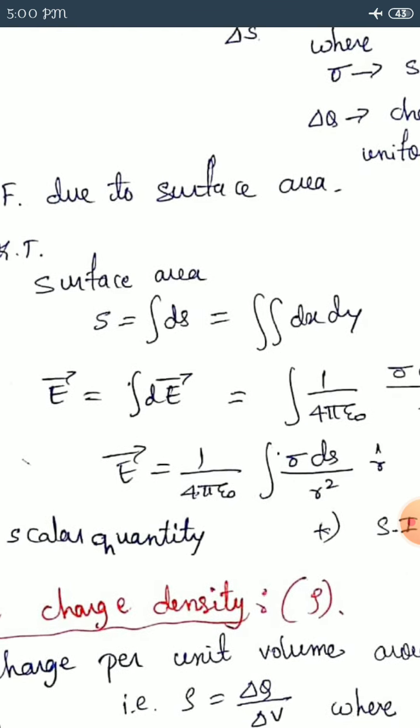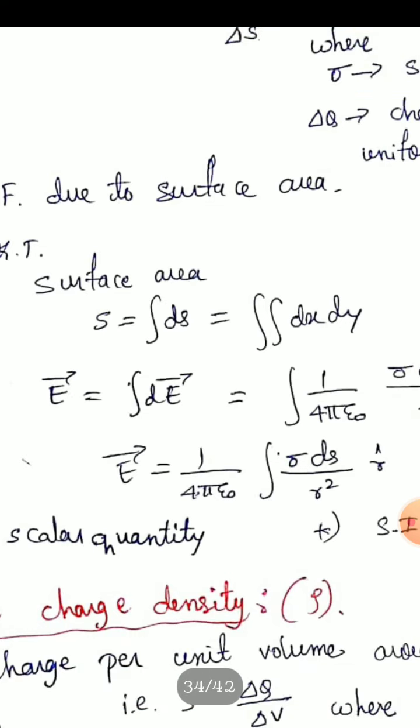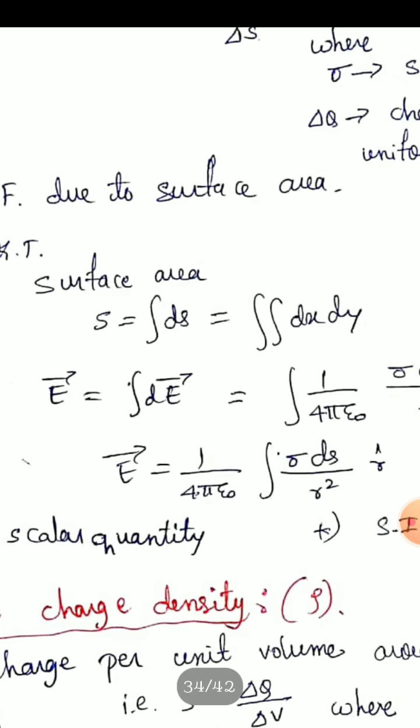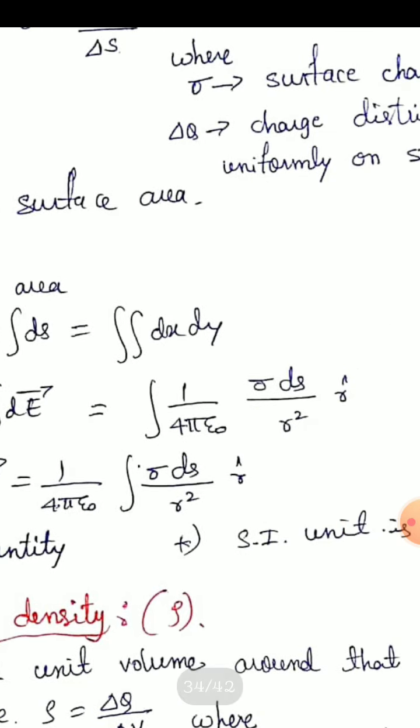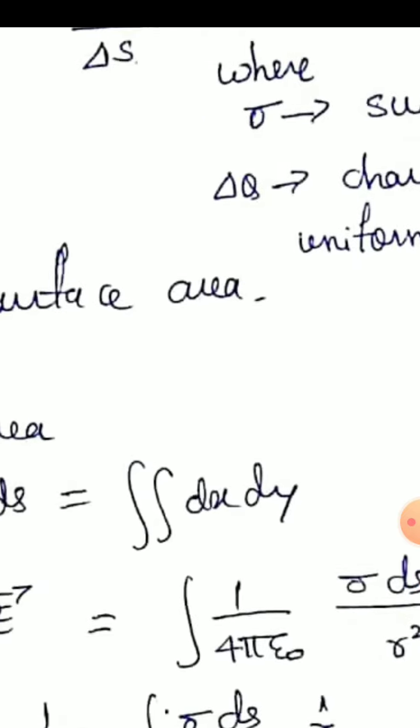So E is equal to the integral of dE. What do we know here? We know dE, which is nothing but the small electric field. What do we want here? We want the total electric field E. So for that we integrate the small electric field dE, which is 1 divided by 4 pi epsilon naught, sigma into ds. How can one write sigma into ds? Look at the first formula.